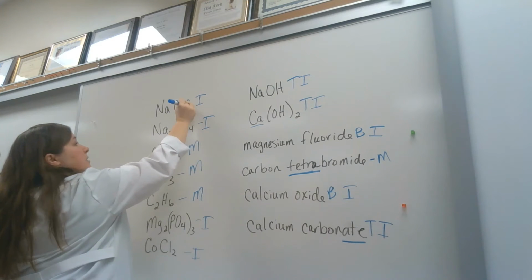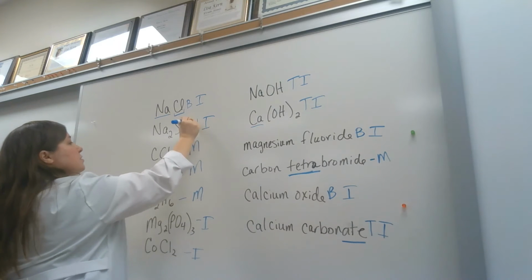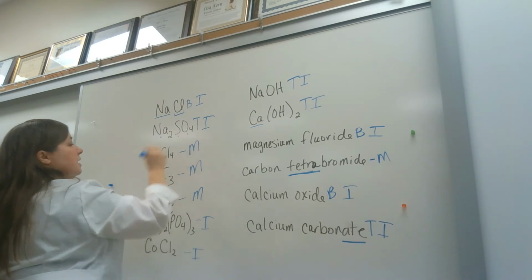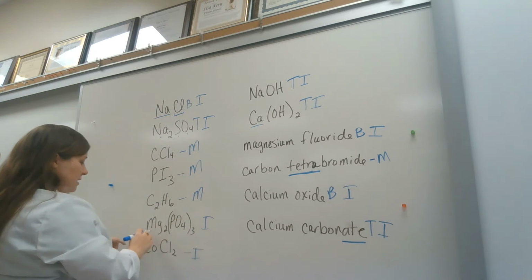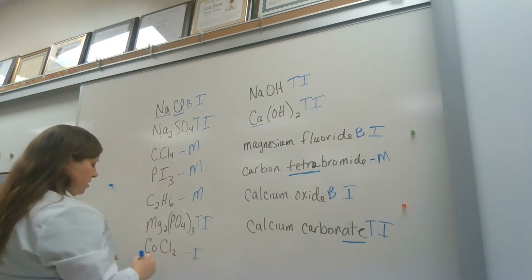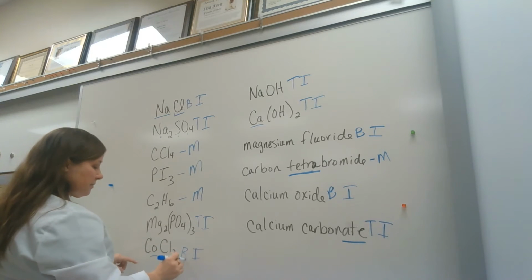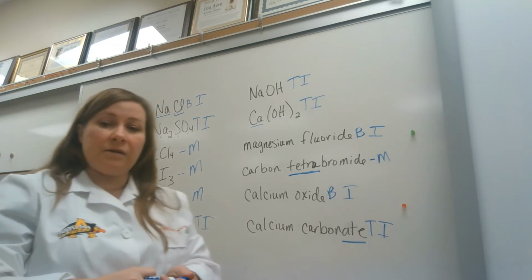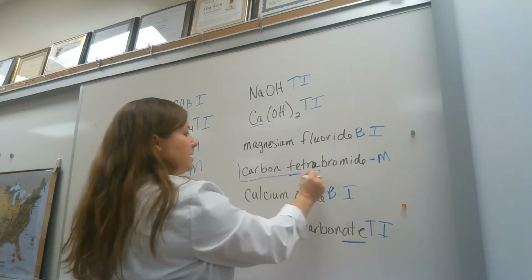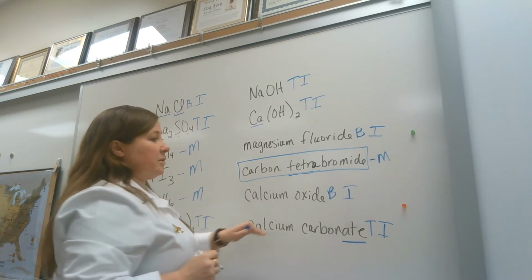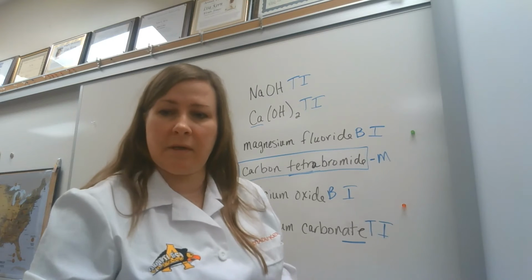This is binary because sodium and chlorine are 2 separate elements. This is ternary because we have 1, 2, 3 elements. Moleculars, you don't worry about it. This has 1, 2, 3 elements, that's ternary. And this has only 2 elements, so that's binary. So now we're going to talk about how we go from the name of the compound to the formula if it's molecular, or from the formula to the name.